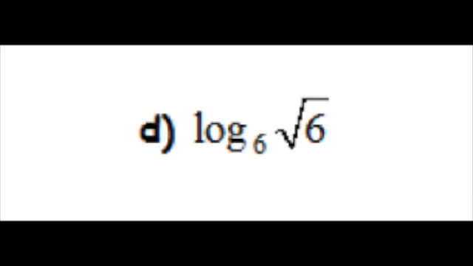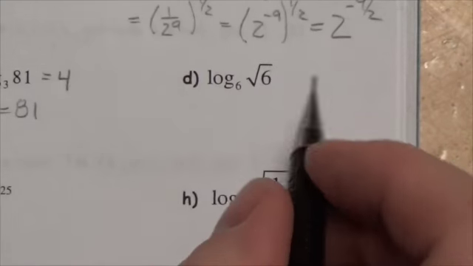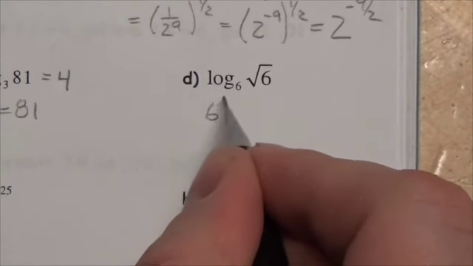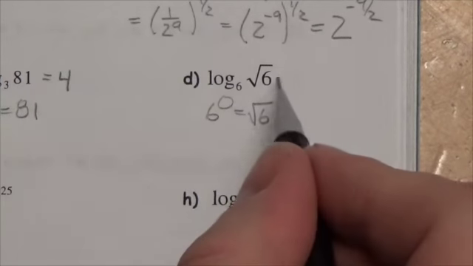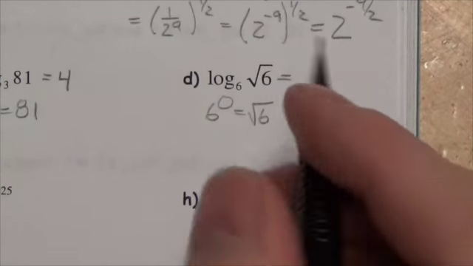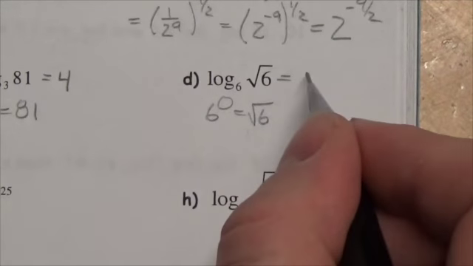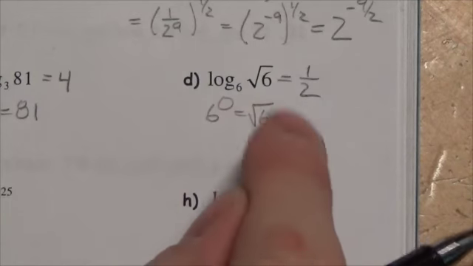Log base 6 of the square root of 6. Okay, so we've got here the log base 6 of the square root of 6. So again, the question is, what exponent do I put on 6 to make it equal to root 6? Okay, well, what causes that square root to happen here? Well, a fractional exponent. In this case, because it's a square root, it's got to be 1/2. So log base 6 of root 6 has got to be equal to 1/2.